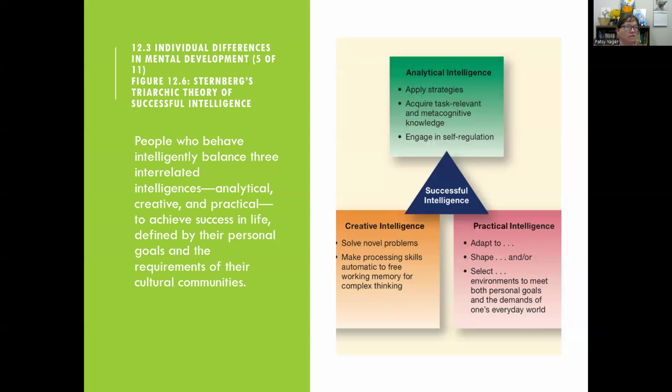This is just a nice visual that you can look at here, looking at some of the different types of intelligences and how they kind of work together to help a child be very successful. People who behave intelligently balance three interrelated intelligences: analytical, creative, and practical. And so if we can help a child to develop a good balance of all three of those, then they stand a better chance of being more successful academically.